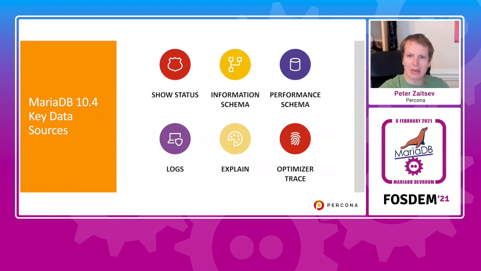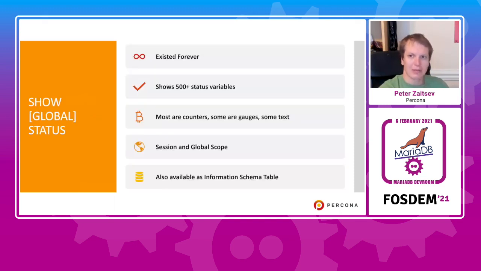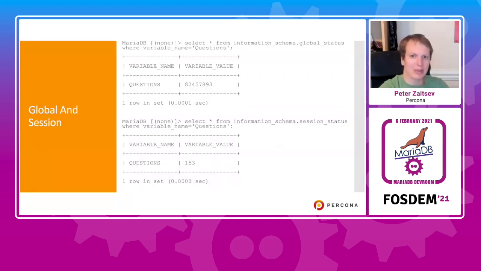If you think about MariaDB, these six are the most important information data sources which exist in modern versions. First one is SHOW GLOBAL STATUS, or SHOW STATUS. This is something which has existed forever, and it shows more than 500 status variables. The majority of them are counters, though some of them are gauges or text, and they can be session and global in scope. They can be queried through the SHOW STATUS command as well as from an information schema table. Here is an example querying them from the information schema table and looking at Questions, which is the number of queries the database processed, in a global and a session scope.